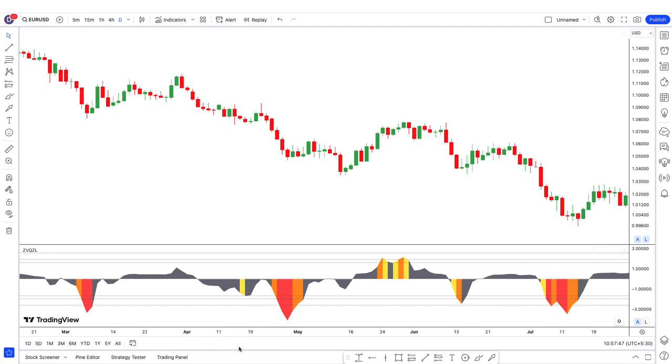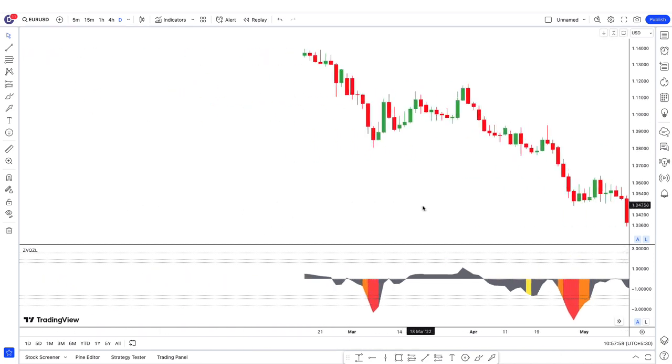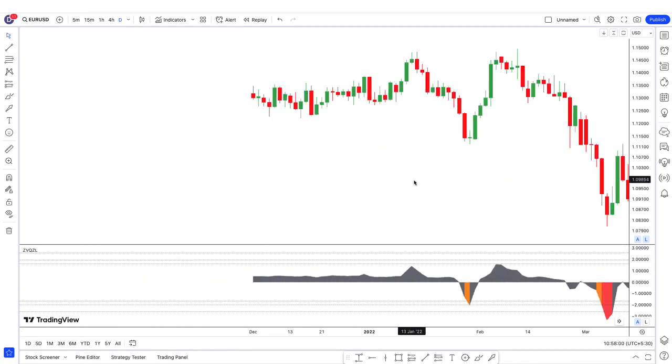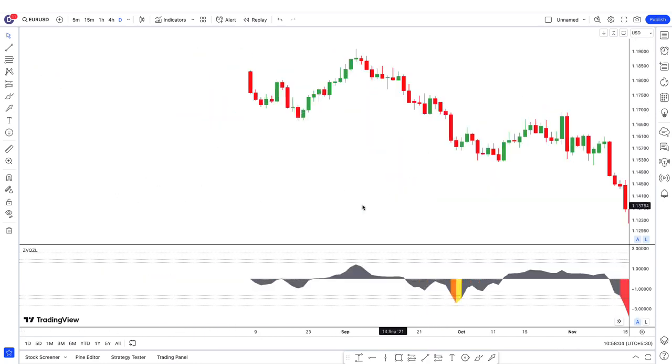Or for another example, here in this part where the market is not trending, you can see that the indicator is perfectly showing us that the market is flat. Or for another example, here in this part where the market is totally flat, you can see that the indicator is in gray color, indicating that the market is not trending.